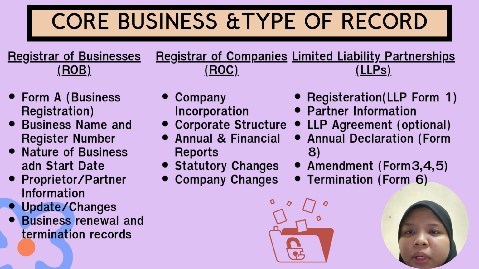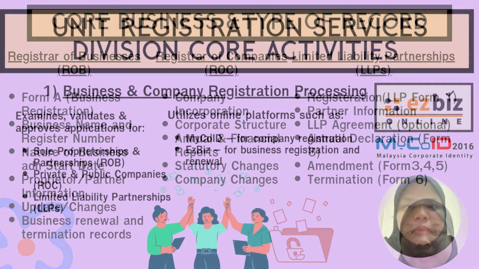And the last one is the limited liability partnership (LLP), where the information collected is LLP Form 1, which is the registration details, name, business nature, and also the registered office, the partner information, and the LLP agreement, which is optional. The next ones are annual declarations, amendment, and also termination.